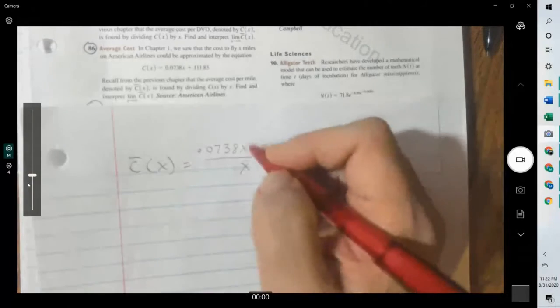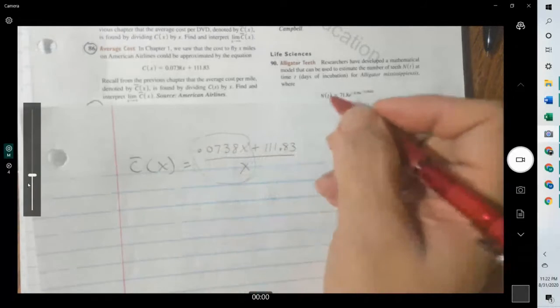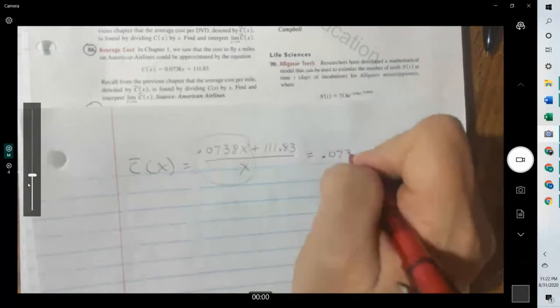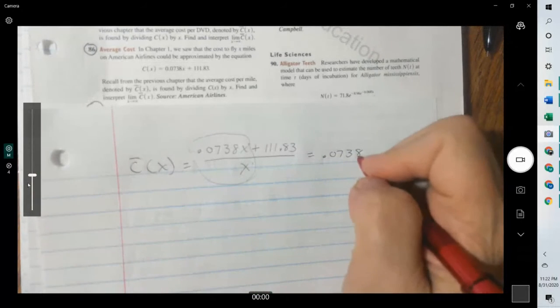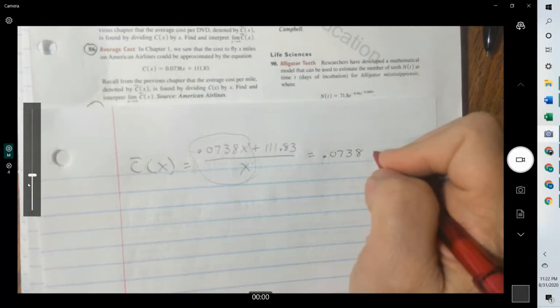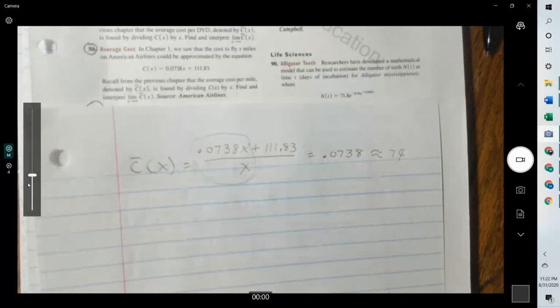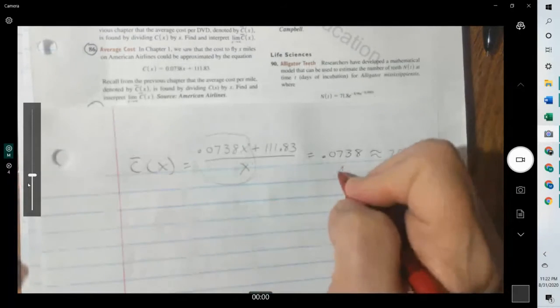Again, we look at the degree of the top and bottom, and notice they're both the same. They're both to the first power. So it's going to approach this, and the x's will cancel. We get this. This is in dollars because the cost was in dollars. So this would be approximately 7 cents. Oops, I did the limit at the same time. So this is the limit at infinity.